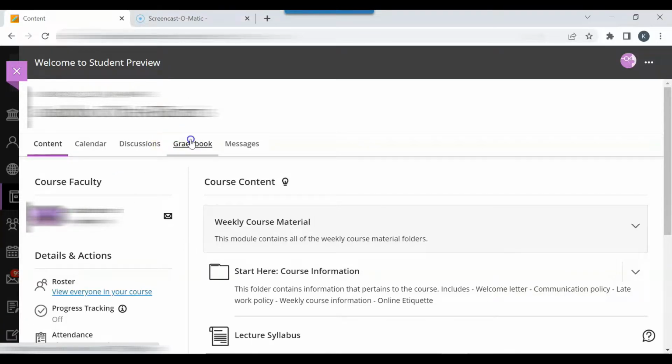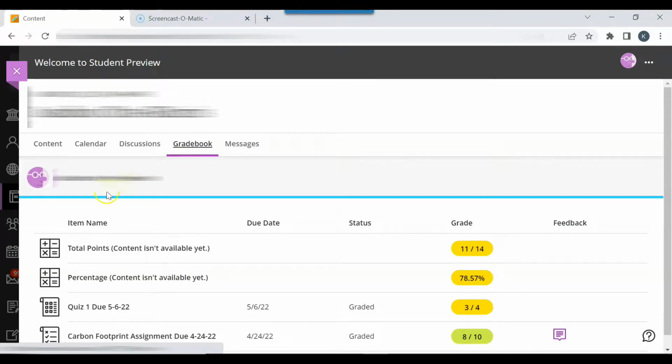Click Gradebook. View the total points and percentage. Add all of the points that you obtained on all the assignments and divide by the total points. You will add the numerator divided by the denominator.